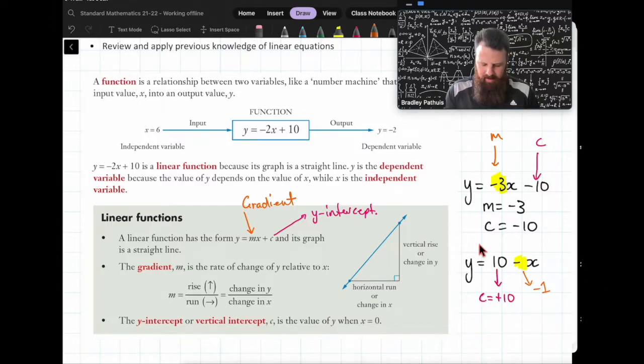And when it comes to gradient, it's just rise over run. And when we talk about rise, we're talking about how much does it change between two points, and how much does it run between two points. That's what we're looking at.